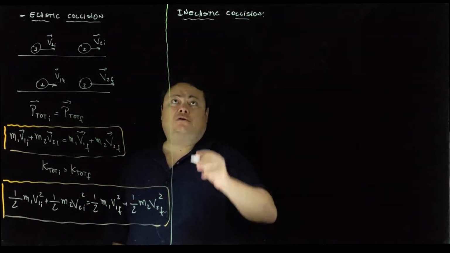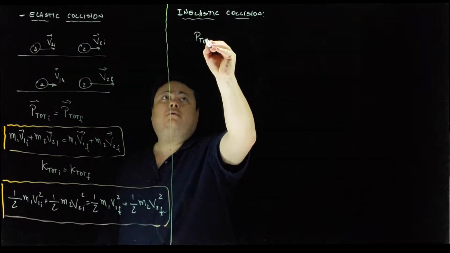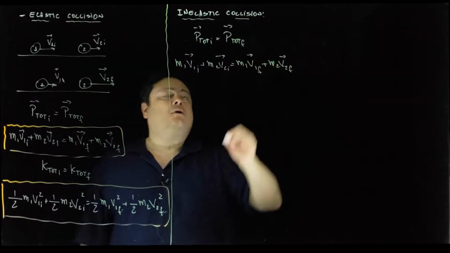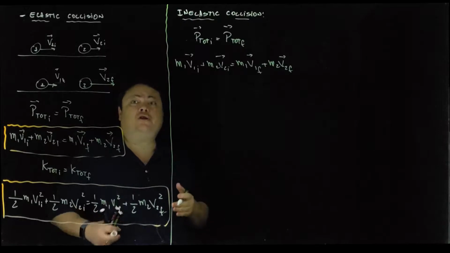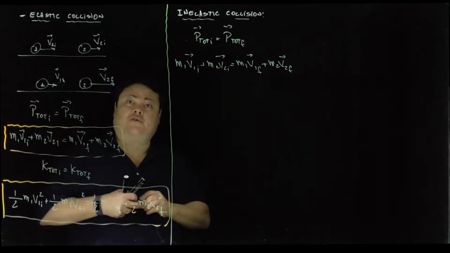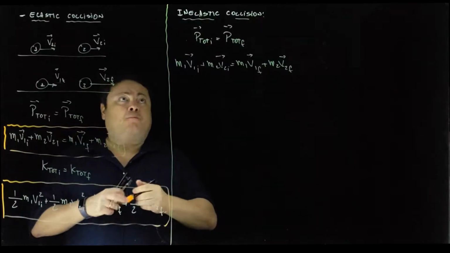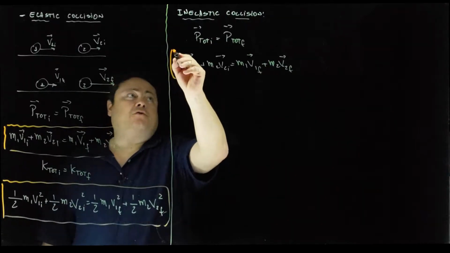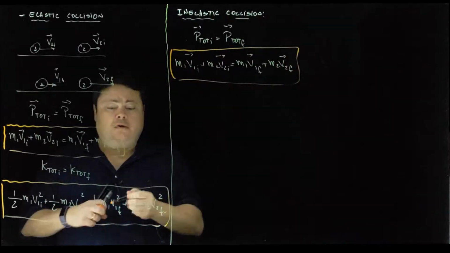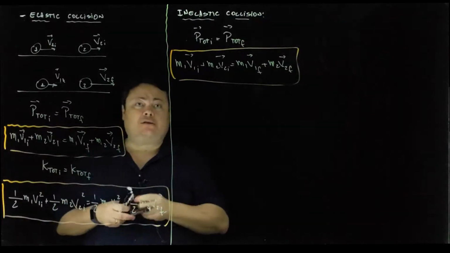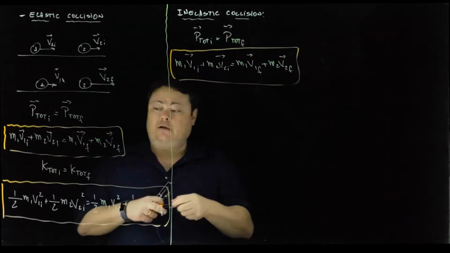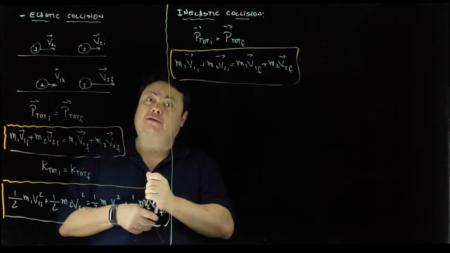But in terms of equations, you'll see that there is an important difference. Momentum is still conserved, so I can still write that. The total momentum initial equals the total momentum final. The real difference here is when it comes to energy. Because energy is lost, I can no longer state that the total kinetic energy is the same.